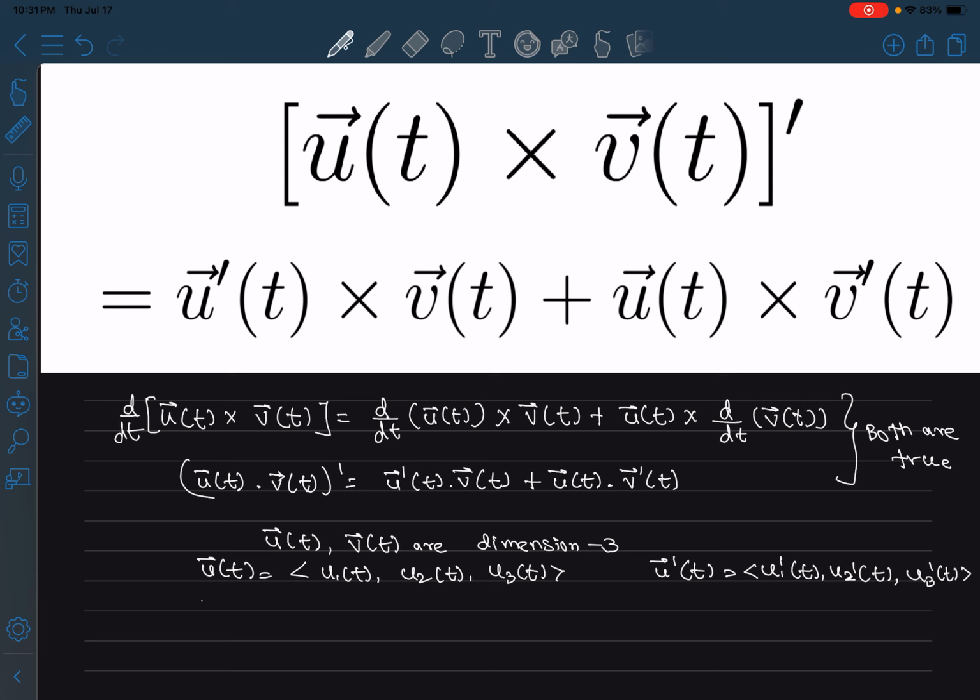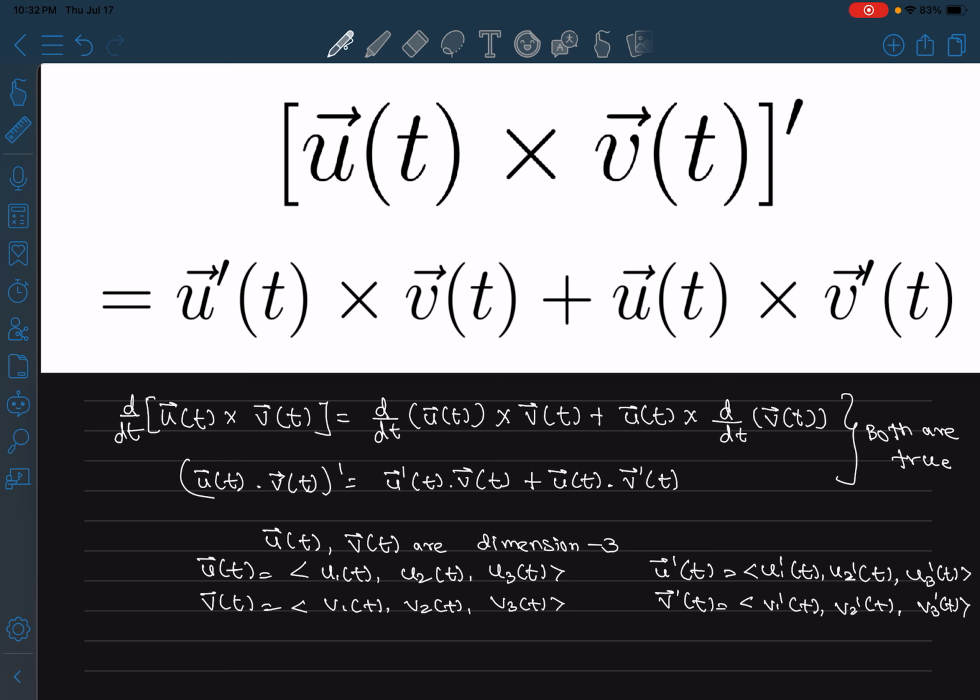Similarly, b vector of t is just b1 of t, b2 of t, b3 of t, and then b vector prime of t is the derivative of each component. Okay, now with all these things in hand, let's go on proving.